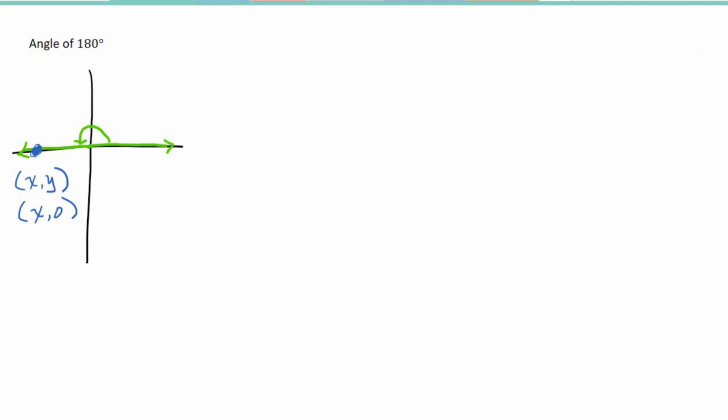In my next problem, I'm going to be looking at an angle of 180 degrees, so I've already gotten my angle drawn in, a point drawn on the terminal side of the angle. I've got that point labeled as x, y, but we can also be more specific in that and say that it is the point x, 0.